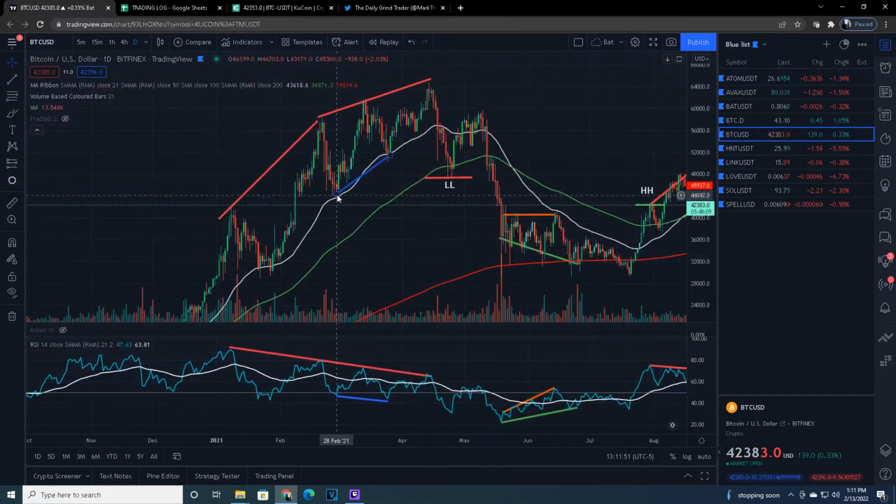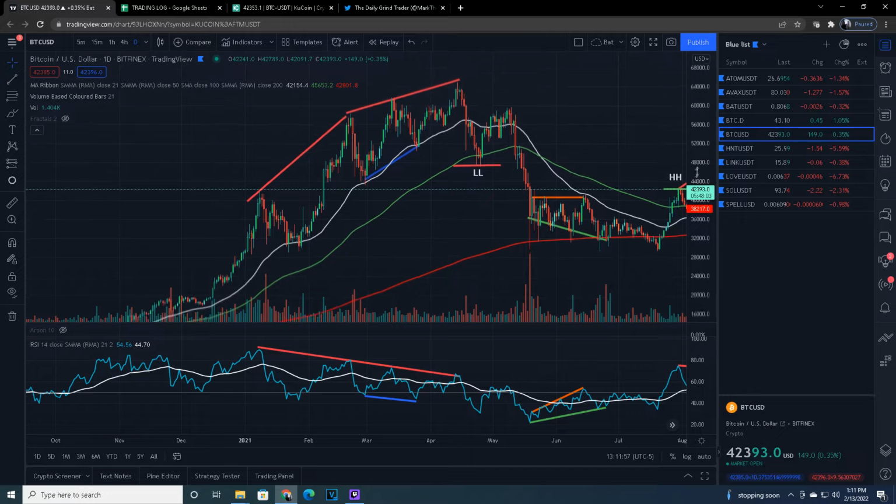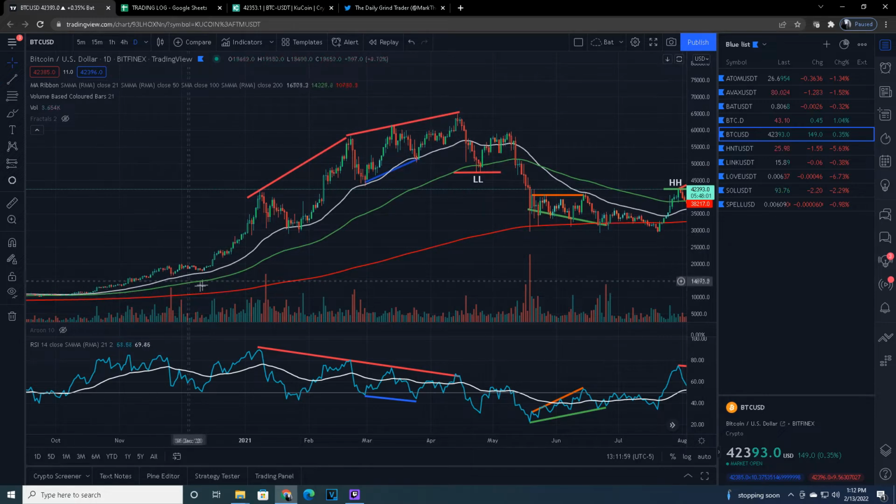We have our bottom to bottom, and you see the 21 smooth moving average has been holding support all the way through this run. We've got a bottom here and a bottom here. What we have is a low and then a higher low. But on the RSI, we have a low and a lower low. This is a hidden bullish divergence.